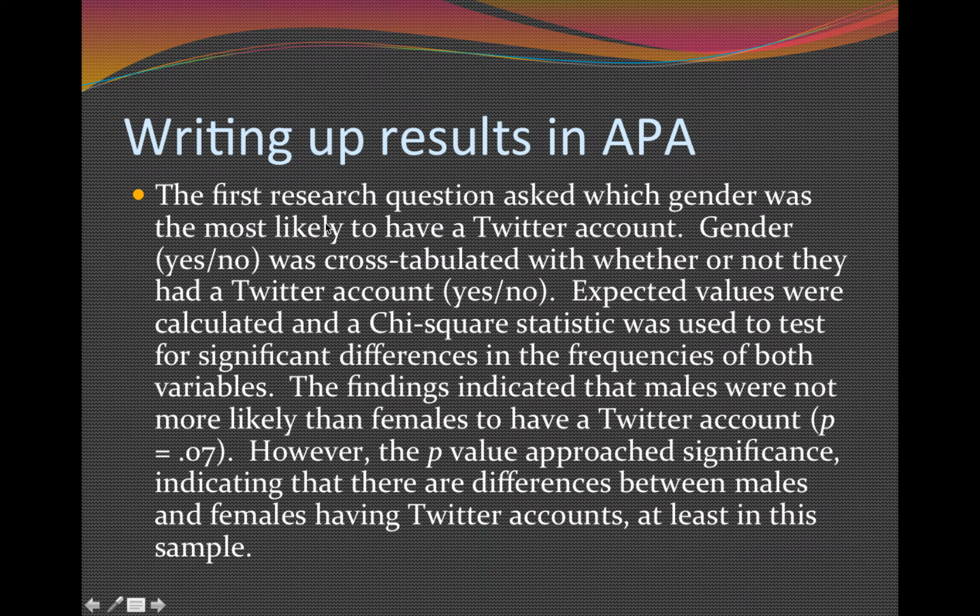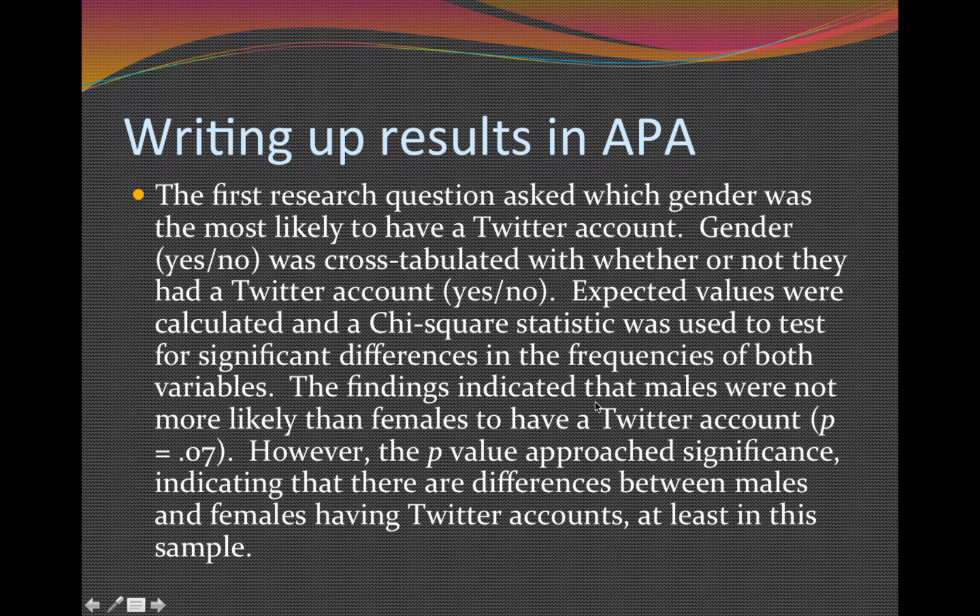The first research question, or second research question, whatever research question it is, asked which gender was the most likely to have a Twitter account. Gender, and I put yes, no in parentheses so we know how it was coded, was cross-tabulated with whether or not they had a Twitter account, which was also yes or no. Expected values were calculated, and a chi-square statistic was used to test for significant differences in the frequencies of both variables. That's how you would write this up.